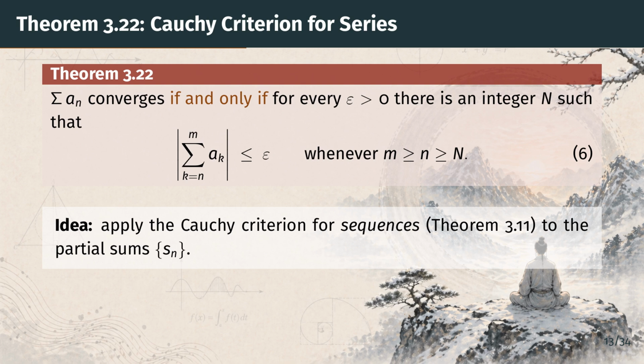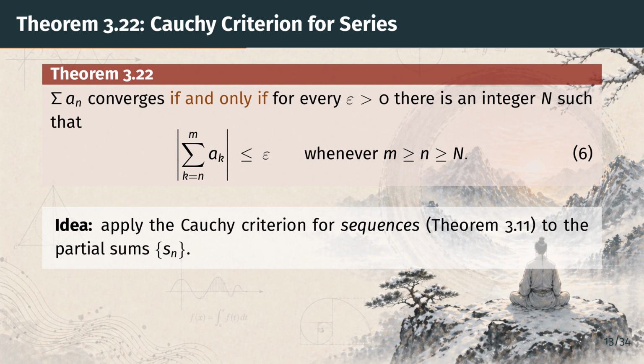Theorem 3.22 is the Cauchy criterion translated into the language of series. Reading the displayed condition, for every positive epsilon there is an index N, past which every block sum, that is every consecutive piece of the series taken from index n up to index m, is at most epsilon in absolute value. The slogan version: every far-out chunk of the series is uniformly tiny.